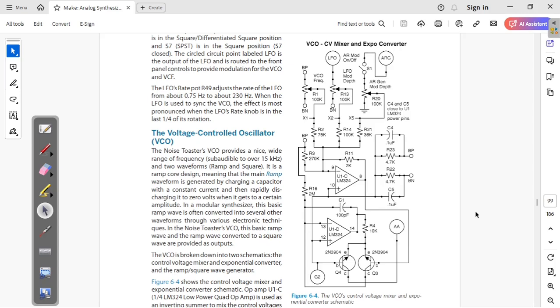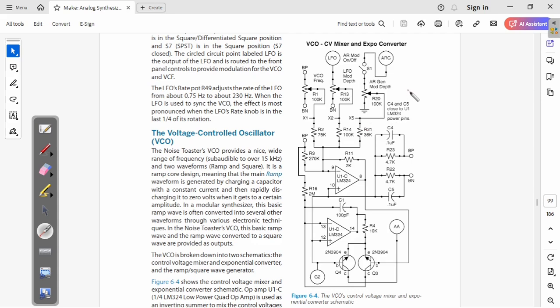So today we're going to talk about the voltage control oscillator, the VCO, within the noise toaster analog synth. Here on the right you can see actually the first half of the circuit, because here it's only showing the mixer and the exponential converter from voltage to current. The CV mixer is actually this part here, all this thing.